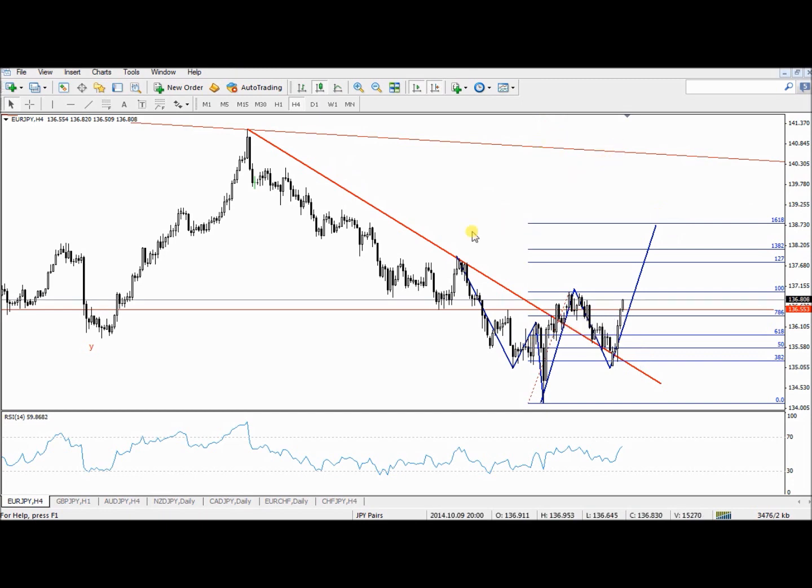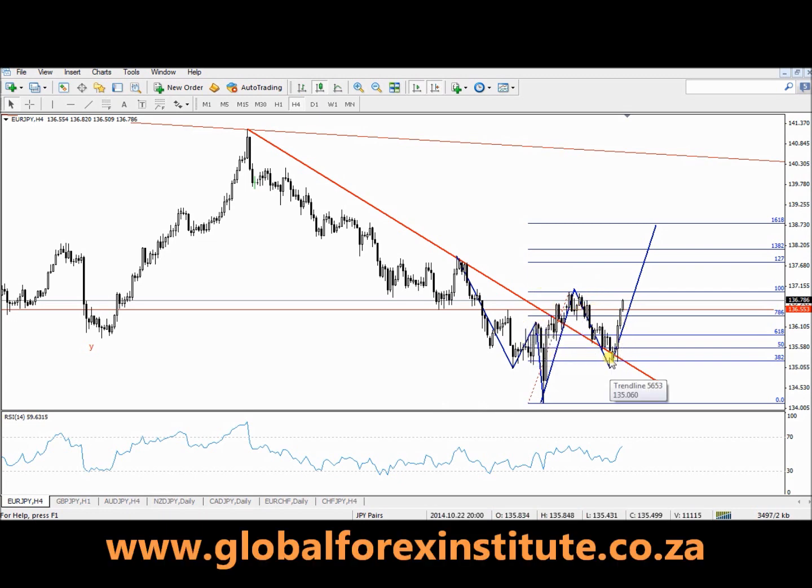So I hope you guys learned something. I didn't even bring candle formations. I didn't bring any indicators, oscillators. I just used price action and Fibonacci to determine if the market turned, when it turns, when I will buy with a retracement. Let's look at the euro yen over the next few days.